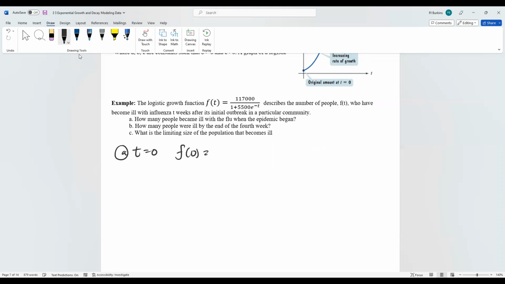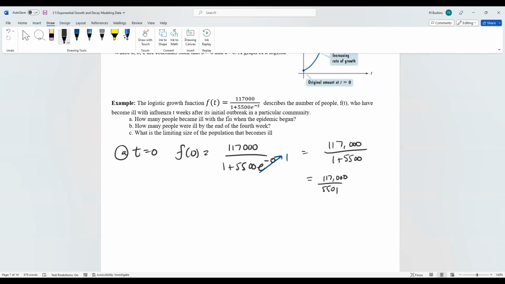So f of 0 is 117,000 over 1 plus 5500e to the negative 0. Negative 0 is the same thing as 0, and so e to the 0 is just 1. So we now have 117,000 divided by 1 plus 5,500, or 117,000 divided by 5,501.